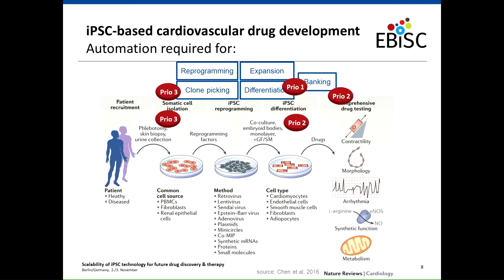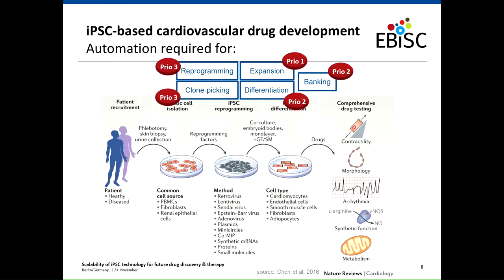Within EBiSC, I did some kind of prioritization of these different possibilities that you have, because especially for EBiSC, the main priority was on the expansion of cells, on the banking, and also later on the differentiation of cells in an automated way. Therefore, I would like to focus on the next slides mainly on these three topics here.